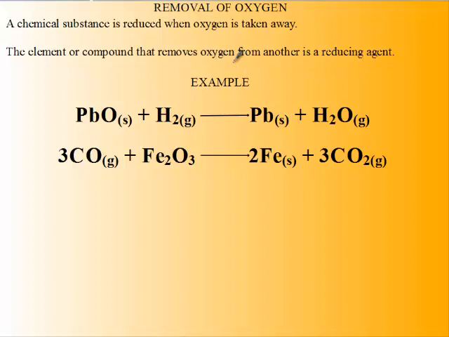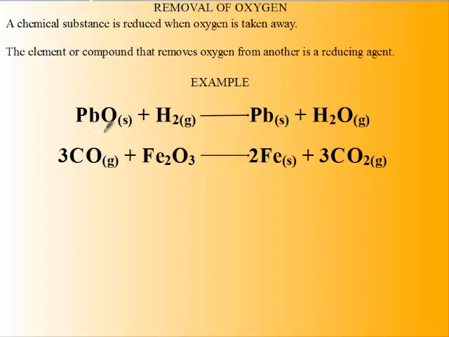Now, in a chemical equation, a reducing agent will have more oxygen than it initially had. A reducing agent after the reaction will have more oxygen than it initially had. Now let's see if this is true.